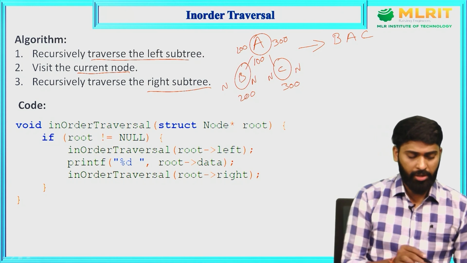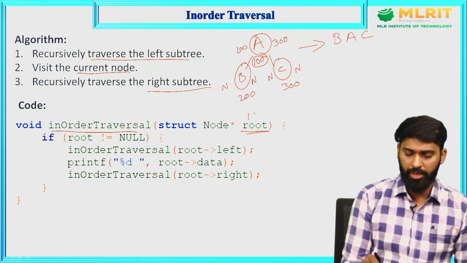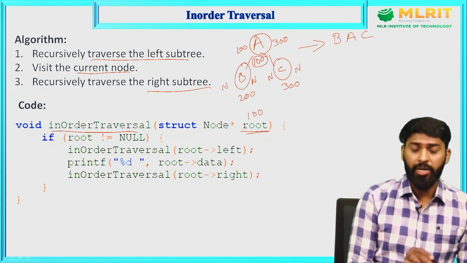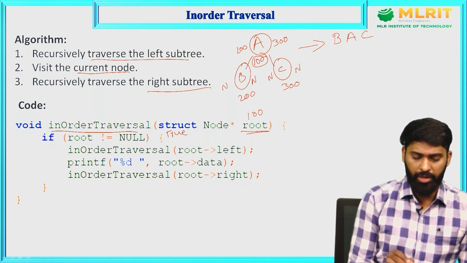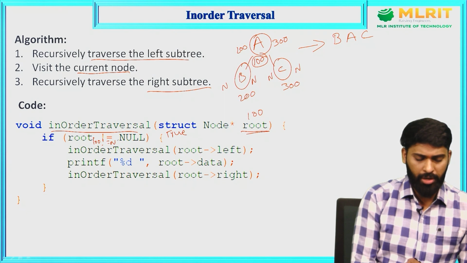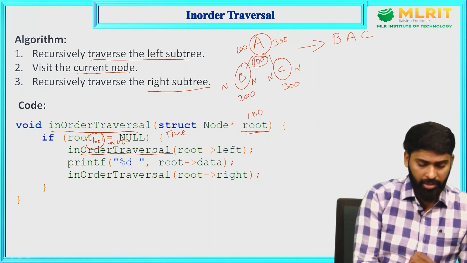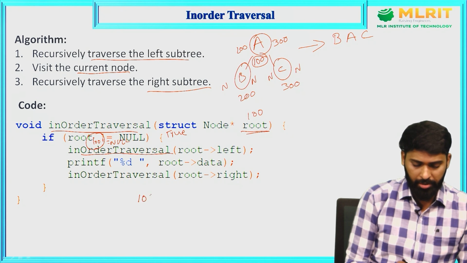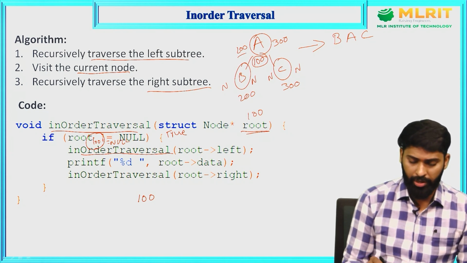Okay. Let us call in-order traversal with root here. What is the root here in this case? 100 is the root. 100 not equals to null, true or false? True. So, again we call the function in-order traversal. Remember, in this function call, the root value is 100. Let us write here 100. Again I call the function in-order traversal, root arrow left. What is the root arrow left? 200. Again I call the function, now the root value is 200.